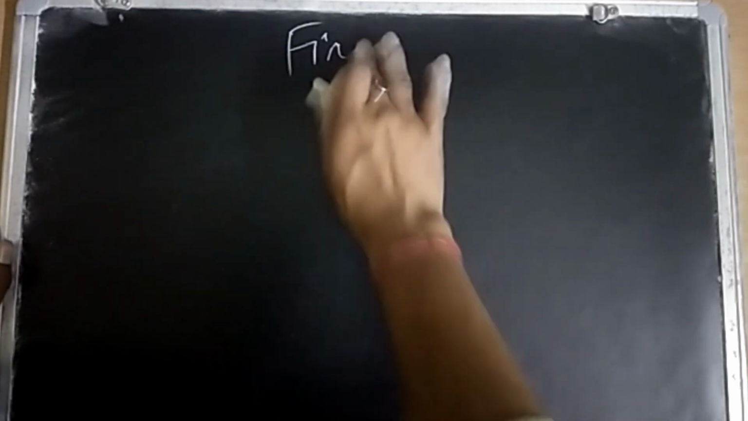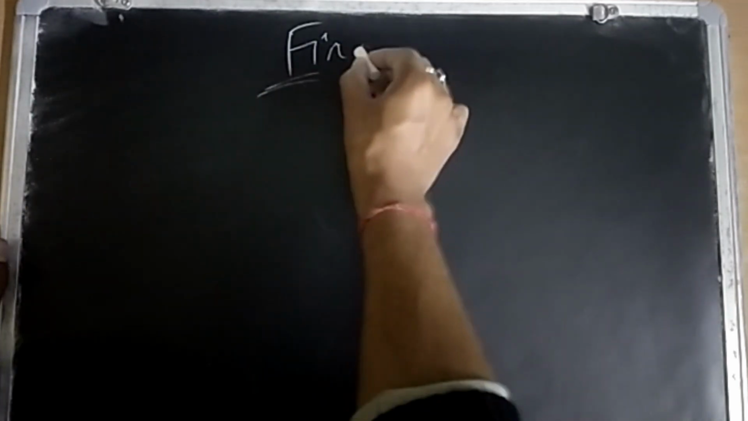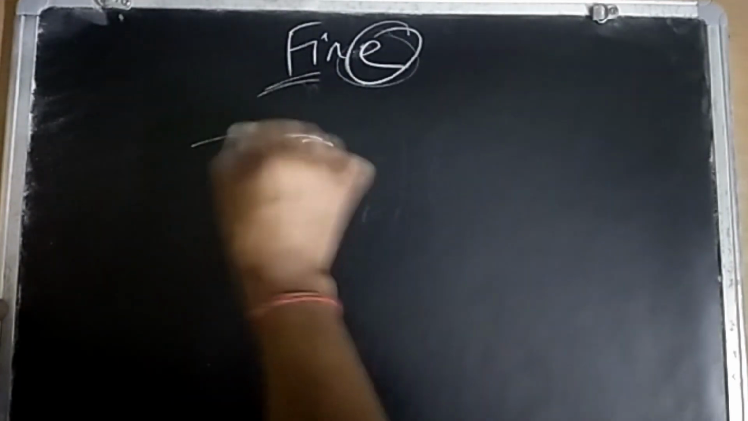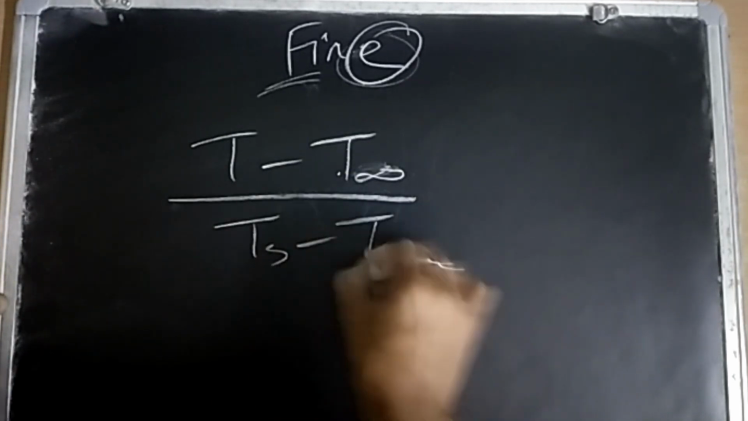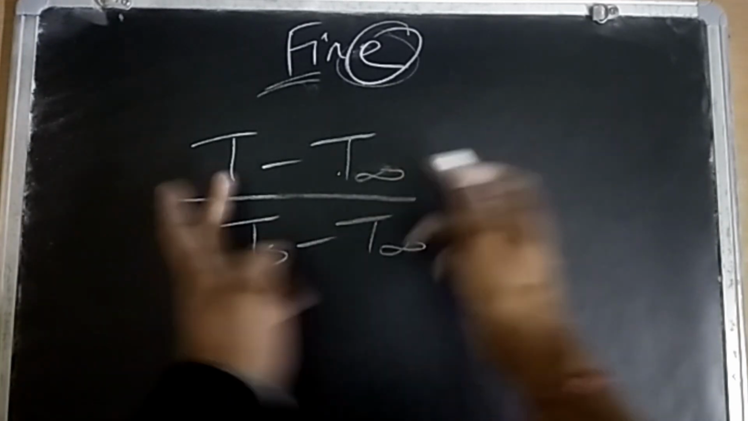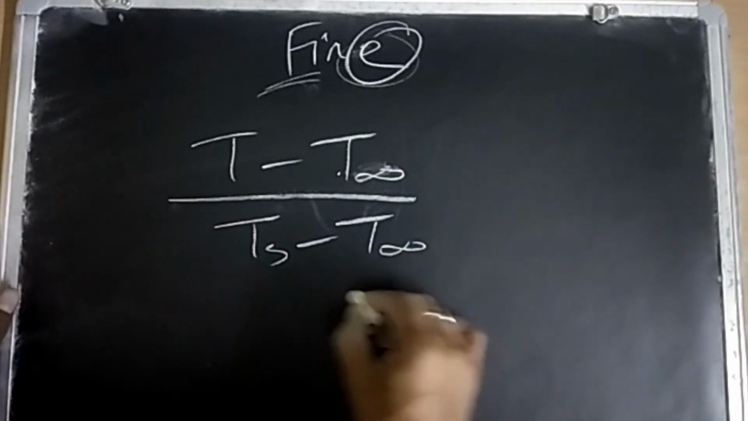So fin is fine. Okay, fin is fine. This is a way to learn this. So what happens in the fin? The profile is exponential, (T minus T infinity) upon (Ts minus T infinity). Difference between the, okay, so fin is like this.